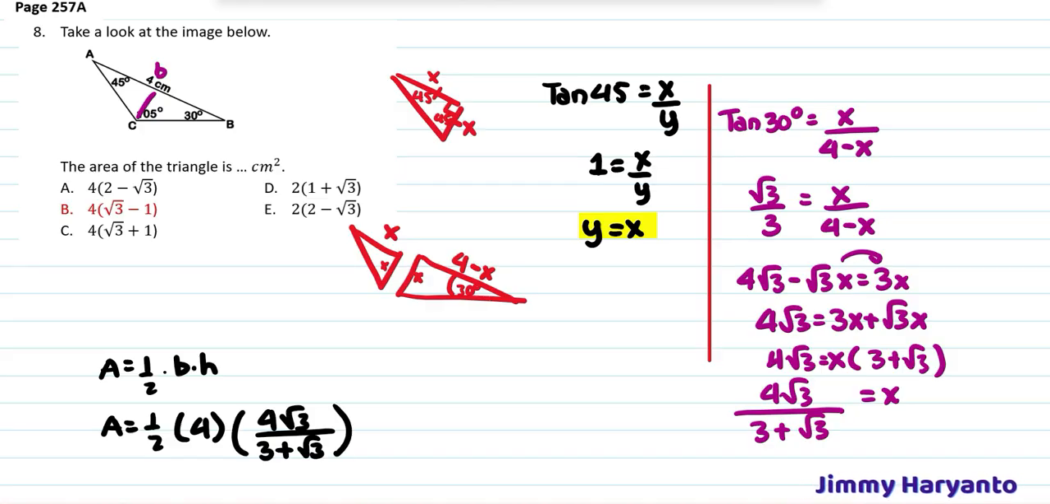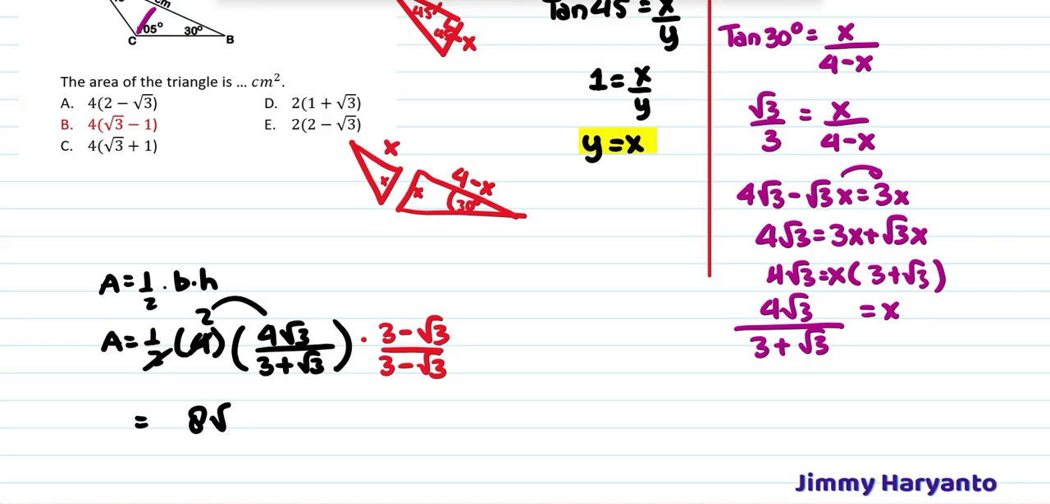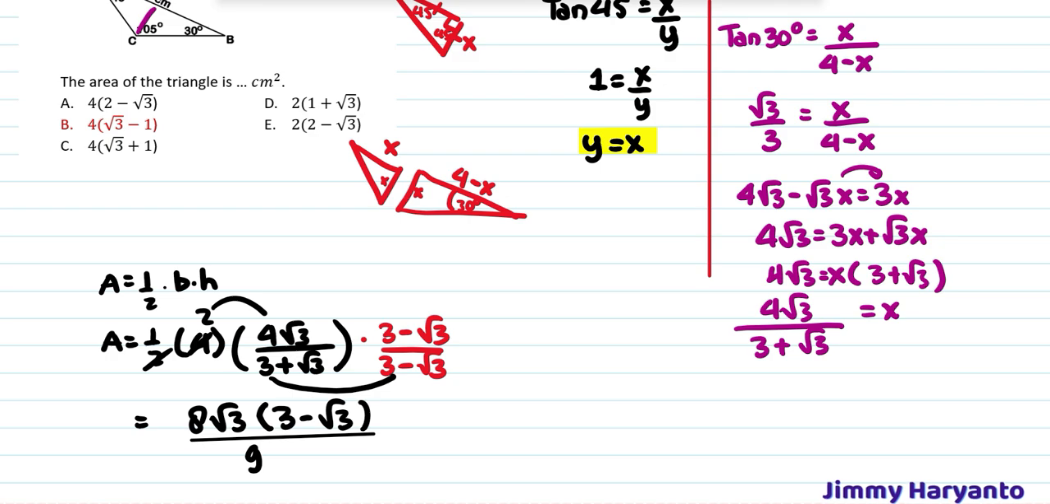Okay, I think it's more clear now that we have to rationalize this. We will multiply it with 3 minus square root of 3 over 3 minus square root of 3. This one is 2, and then 2 multiplied with this one is 8 square root of 3, and then you will write it as 3 minus square root of 3 like this, over the bottom part will be 3 times 3 equals 9. This one will be cancelled out later, so this one is negative 3.